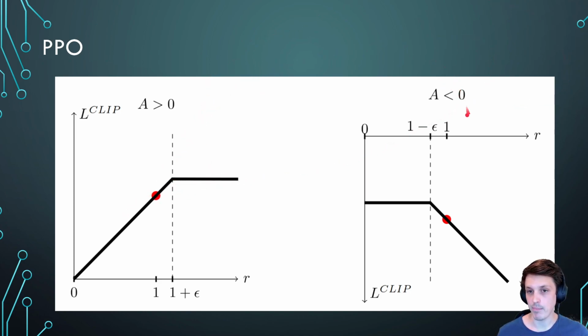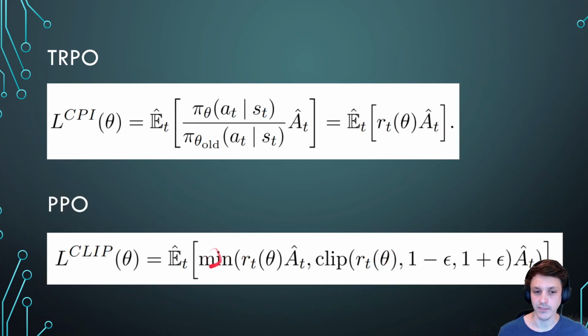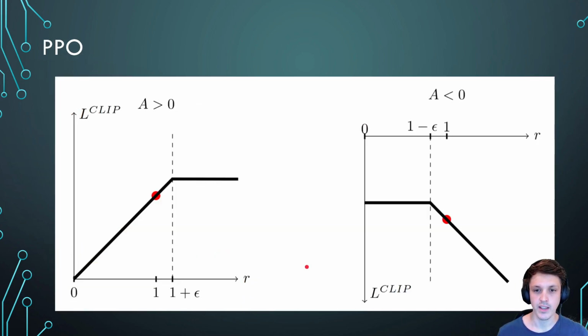The opposite kind of happens when the advantage is negative. When the advantage is negative, you can kind of think of us taking the max here instead of the min. That helps. So the advantage is negative, we want to decrease the probability, and the ratio will get smaller if we're decreasing the probability. So we'll go this way until we hit the point where the ratio is 1 take epsilon, 0.8 in our case, and then we clip and we no longer reduce the probability.